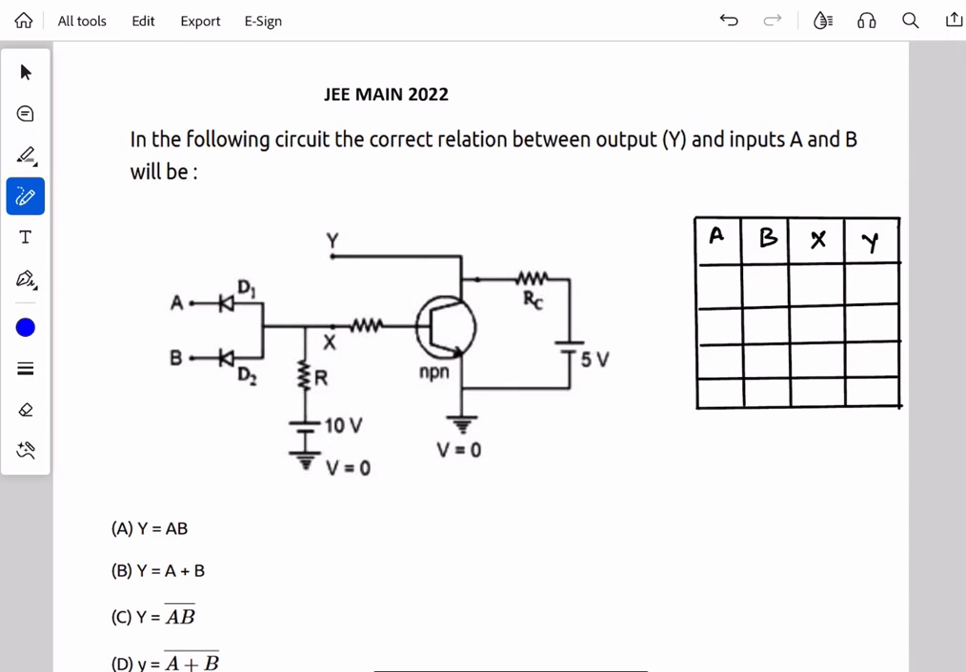In the following circuit, the correct relation between the output Y and the inputs A and B will be. In the given circuit diagram, A and B are the inputs. X is the output of A and B and Y is the final output.